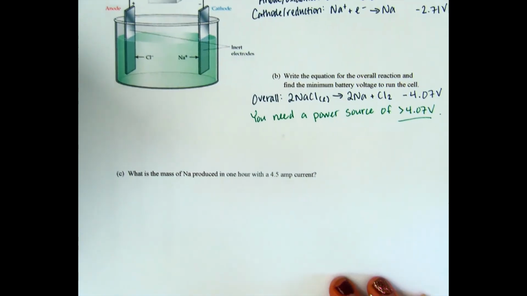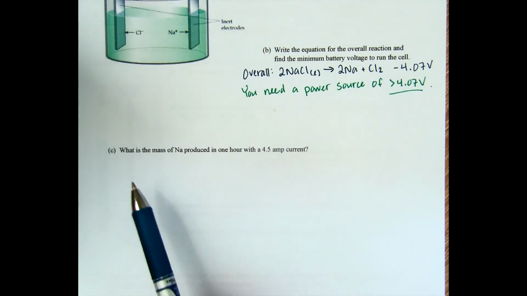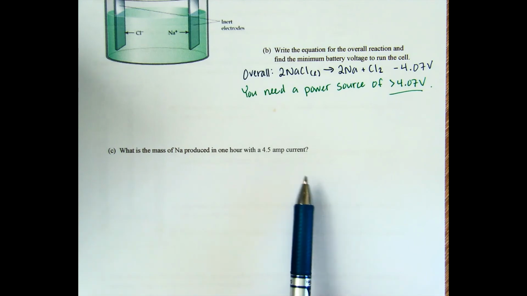What is the mass of sodium produced in 1 hour with a 4.5 amp current? I'd like you to take a few seconds and find the answer to this. We're looking for the amount of sodium in grams. So take a second and see if you can figure out this stoichiometric problem.